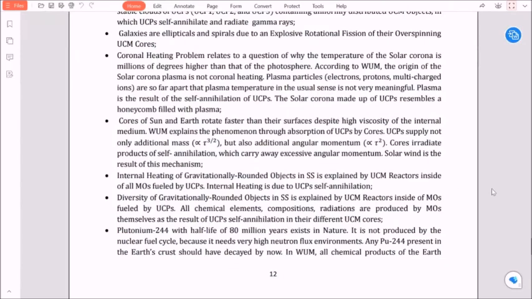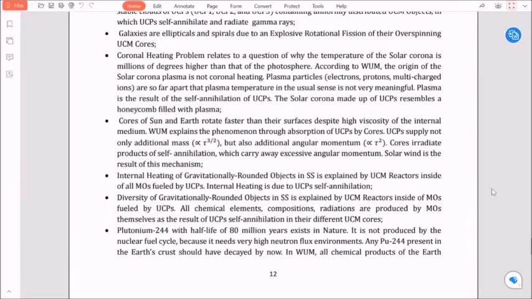Internal heating of gravitationally rounded objects in the solar system is explained by UC matter reactors inside all macro objects, fueled by UC particles. Internal heating is due to UC particle self-annihilation.